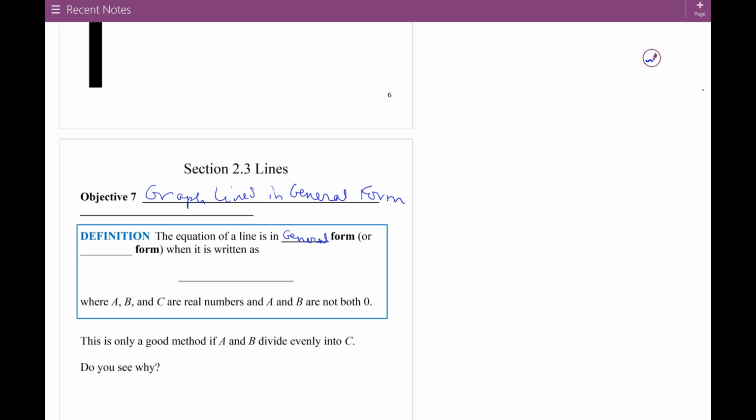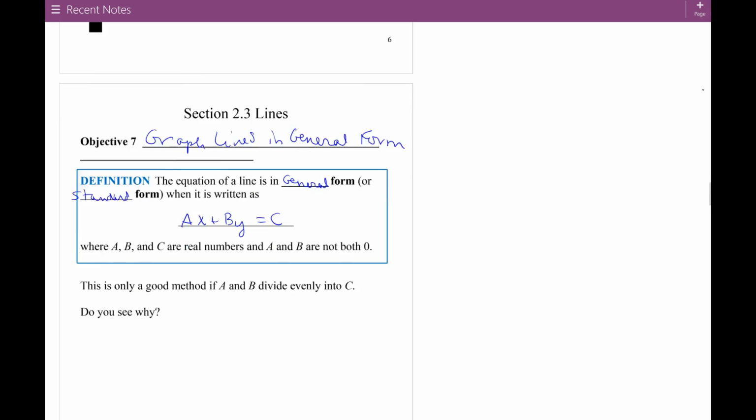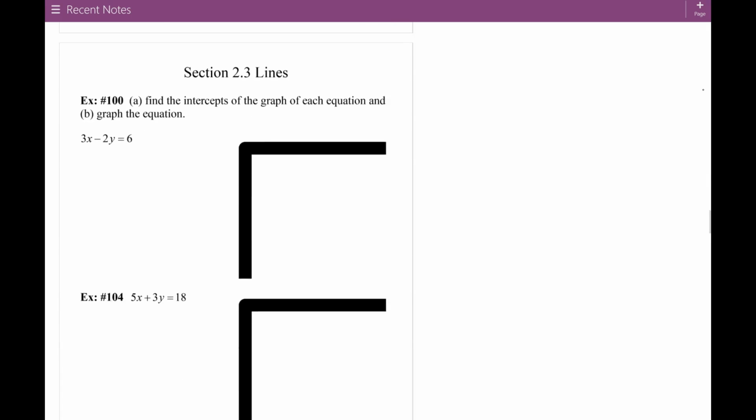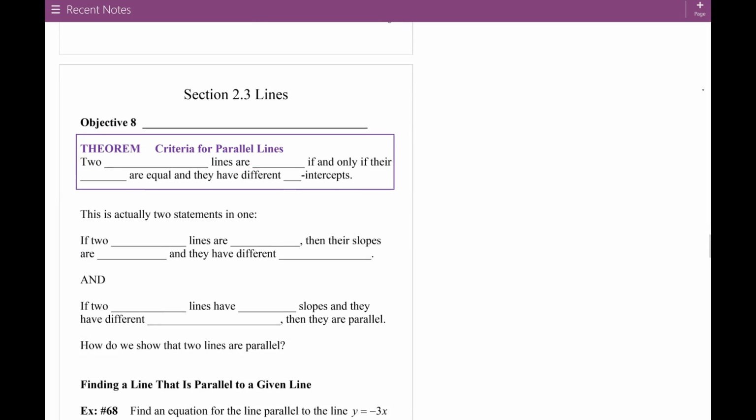It's also called standard form when it's written as ax plus by equals c, where a and b and c are real numbers, and the a and the b can't both be 0 because that would not give us the equation of a line. So this is only a good method really if A and B divide evenly into C, and we'll talk about that more in class together and do some examples.